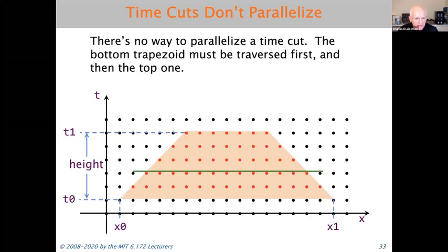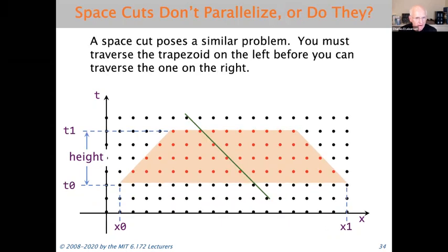So if we go to parallelize this cache-oblivious algorithm, the first thing we look at is time cuts, and there's no way to parallelize it. The bottom trapezoid has to be computed before the top one. So there, no luck. Well, space cuts don't parallelize either. You've got to traverse this trapezoid on the left before you can traverse the trapezoid on the right, because the right one is dependent on the left one. Well, it turns out that's not quite true. We can come up with a different scheme for a space cut.